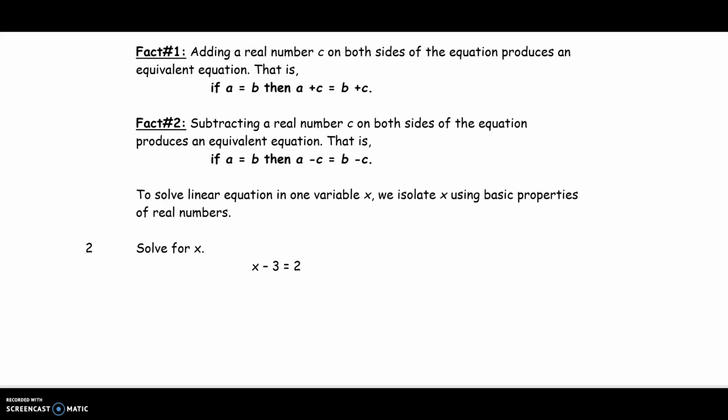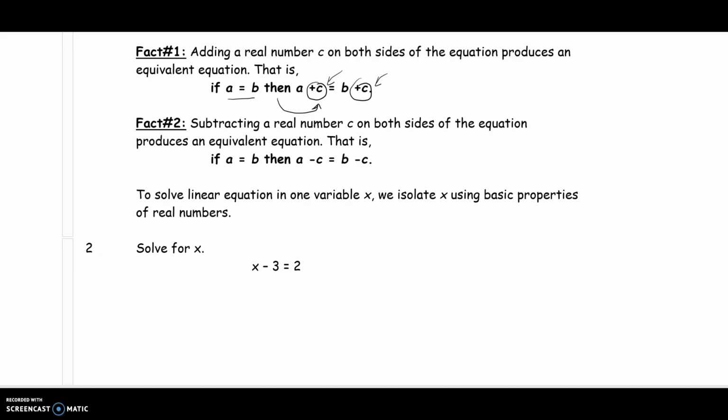Here we'll solve some simple linear equations using some basic properties of real numbers. So if we have an equation a equals b, we can add the exact same number on both sides and we get an equivalent equation. So if a equals b, then a plus c equals b plus c. As long as we are adding the exact same number on both sides, we have an equation that works and it's equivalent to a equals b.